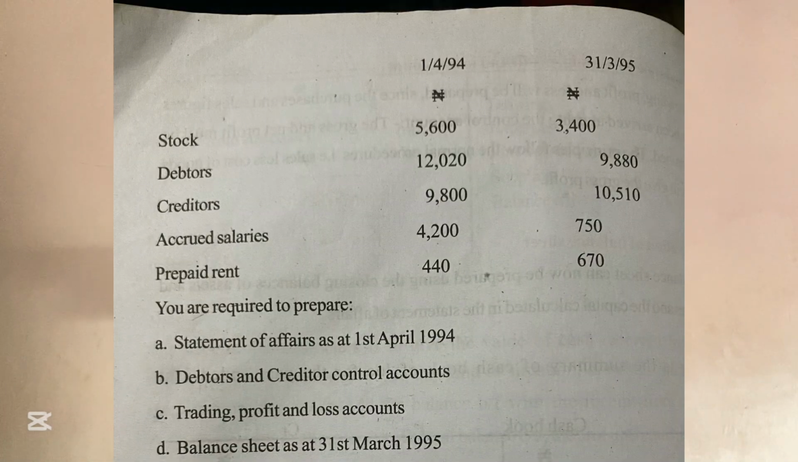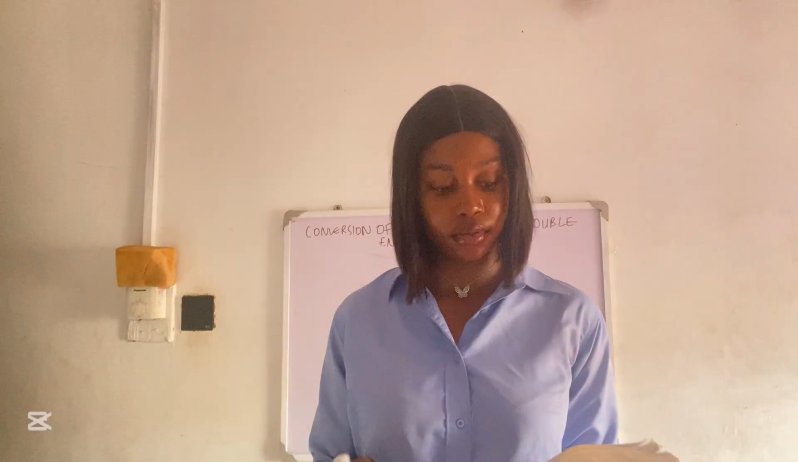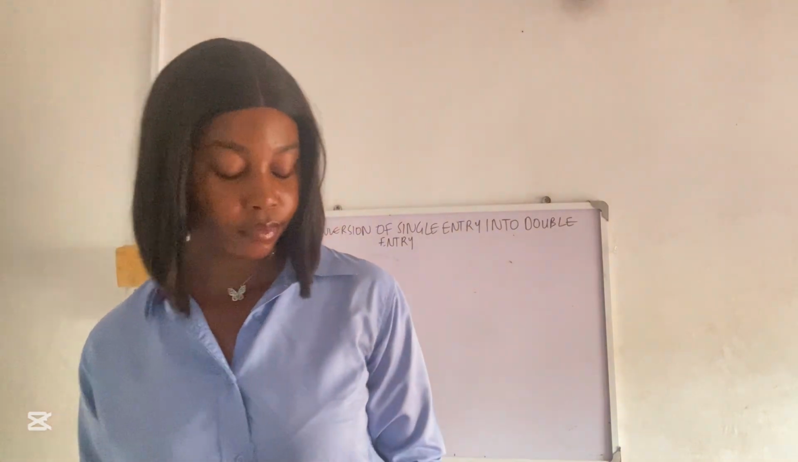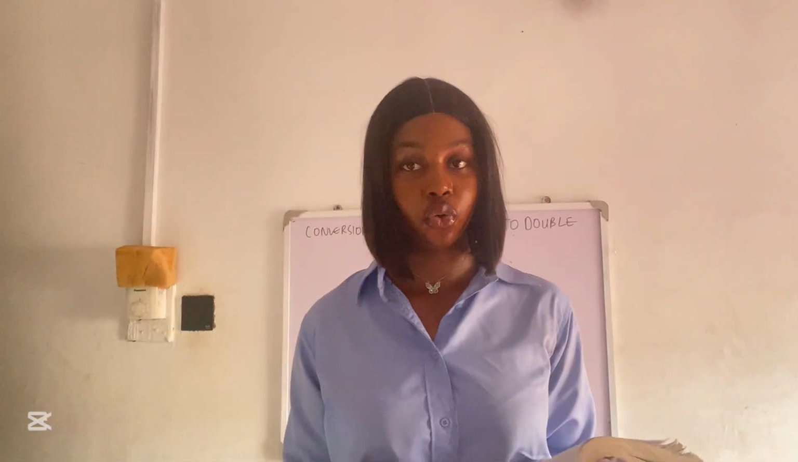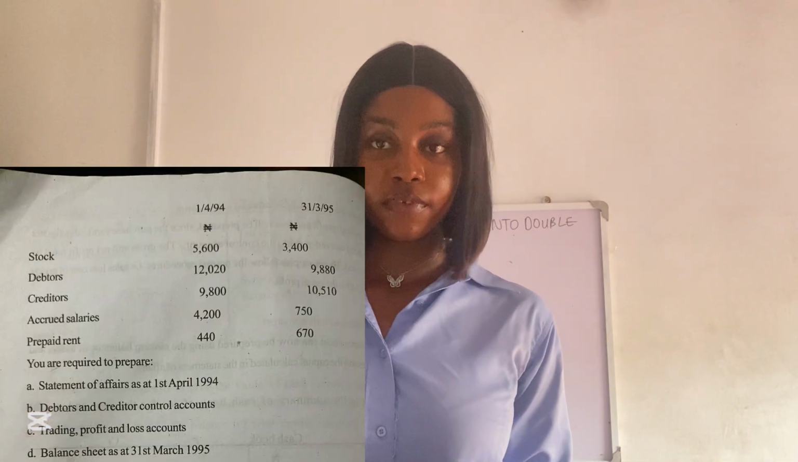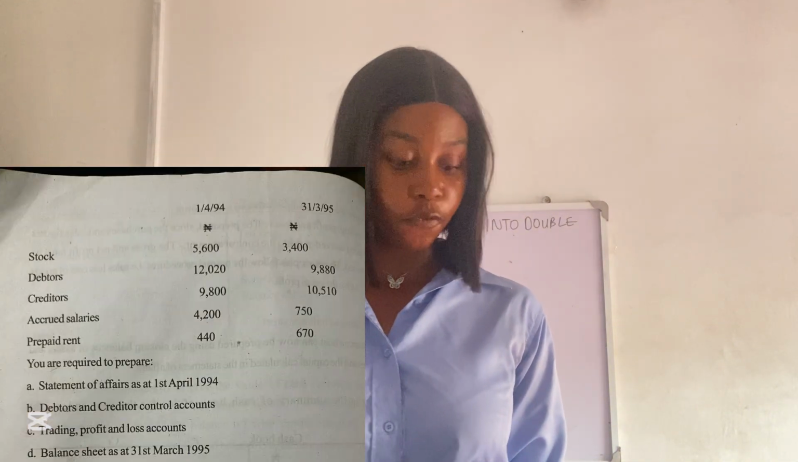1,494, 31,395. I think that's a 1 year period. The stock, remember the 1,494 is your opening balance, while the 31,395 is your closing balance. So that means your opening stock is 5,006, while your closing stock is 3,004.